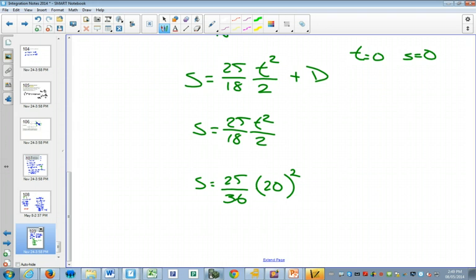How far have you gone? And this one you could give me a decimal. 277.7 repeating. That's pretty brutal. 20 seconds. His vehicle's only gone a quarter of a kilometer. And this would be meters.